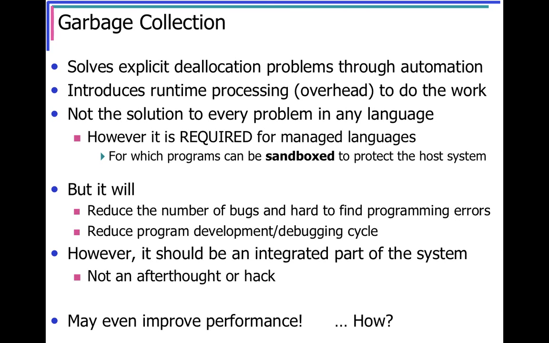Garbage collection solves explicit deallocation problems by automating the deallocation process. It tracks every piece of data that the program cannot reach and eventually gets rid of it. This automation requires work at runtime, so there's going to be more complexity introduced into the runtime system as well as overhead. Garbage collection is not the solution to every problem, but it is required for managed languages for which you need isolation and protection of the host system.